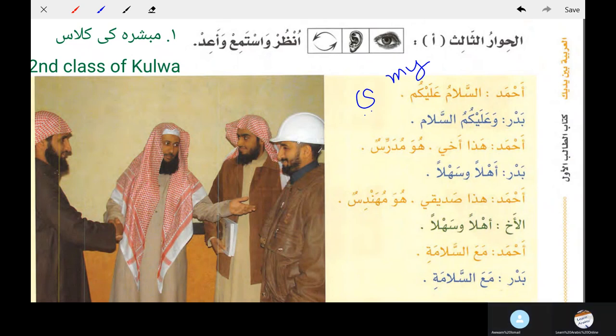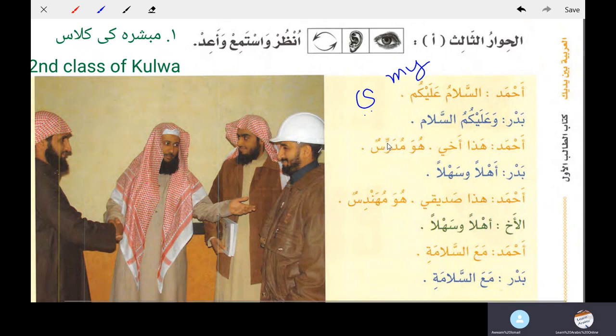Ahmad: Assalamu alaikum. Badr: Wa alaikum assalam. Ahmad: Hada akhi. Hada akhi. Akhi. Huwa mudarris.